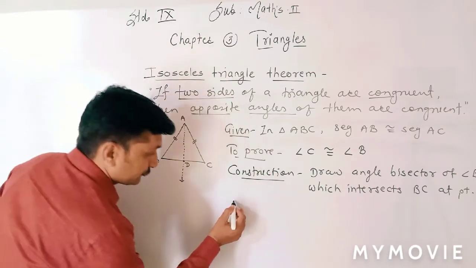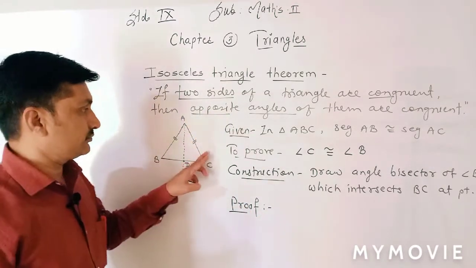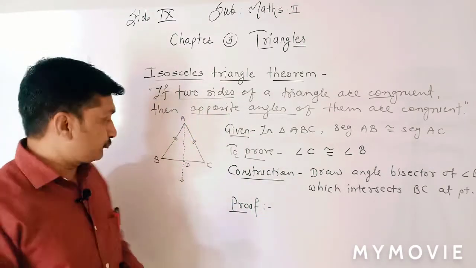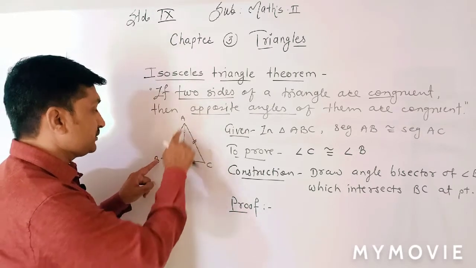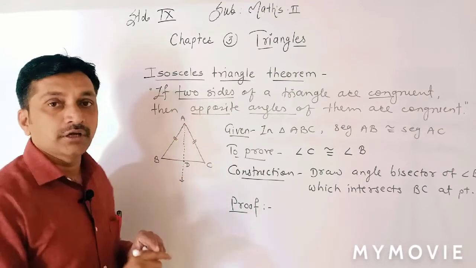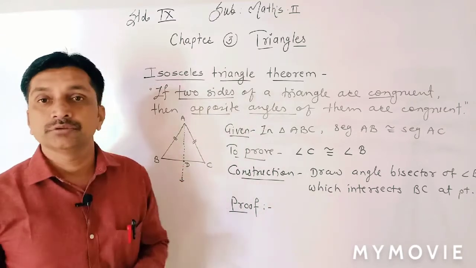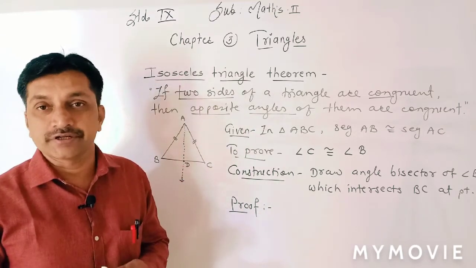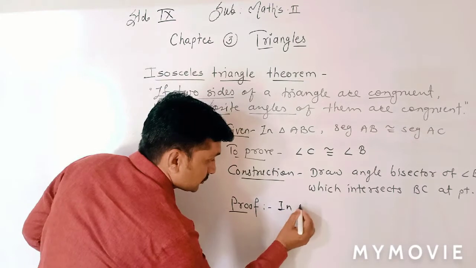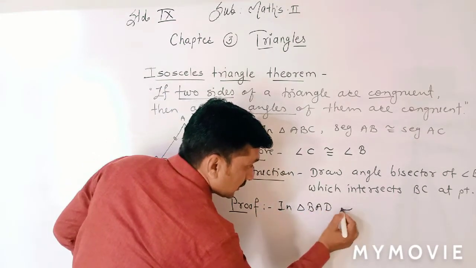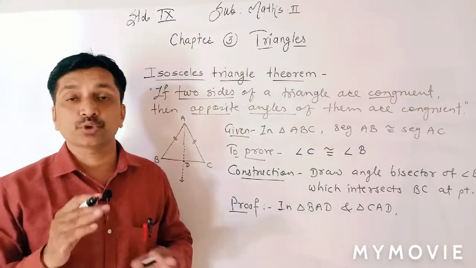And now the proof. Now these are the steps. For the proof we got two triangles here, BAD and CAD. Show these two triangles congruent by a test. Now you know, in the last video in the 3.2 practice set we studied this. In triangle BAD and triangle CAD, we have to show these two triangles congruent.